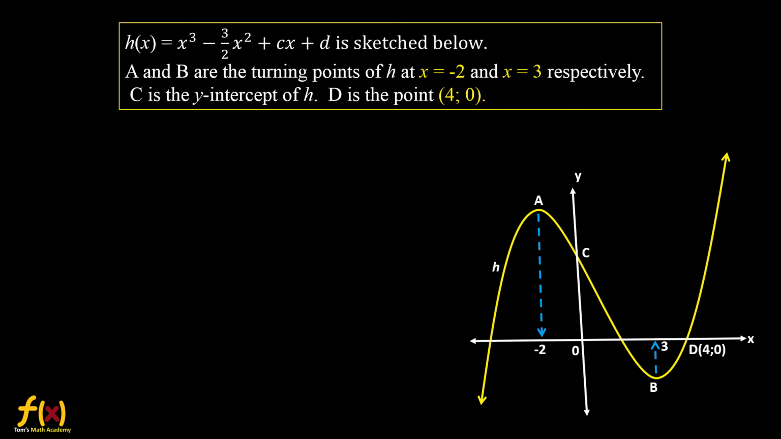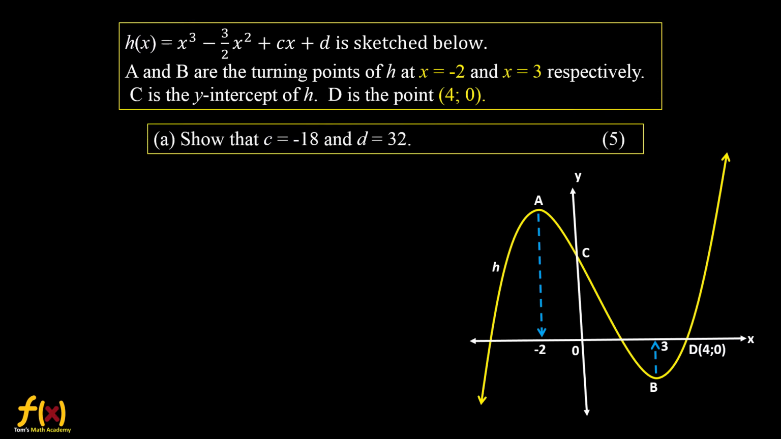Okay, again we come back to a question from the cubic graph. The equation is available, but there are some unknowns, c and d. There is one point D. Okay, the turning points are there. The x coordinates are given. What is our question? Show that c equals minus 18 and d equals 32. So here two unknowns, c and d.